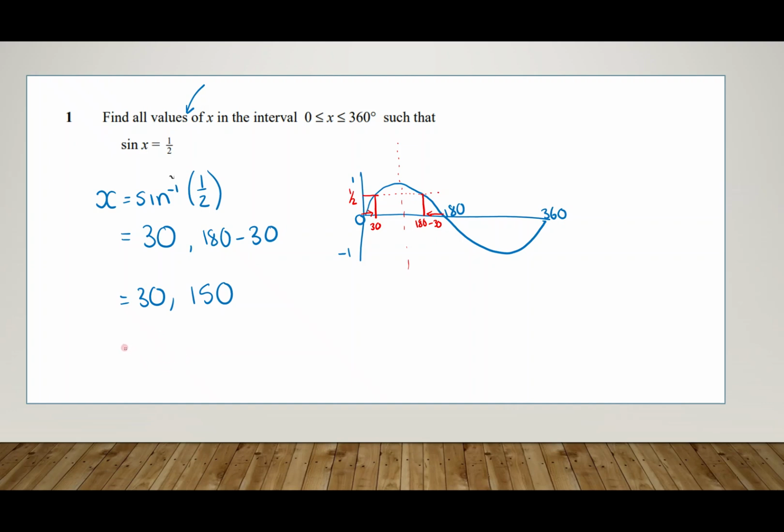Now I can check my answers by substituting back into the original equation. So I can pop in my calculator sine 30 and sine 150, and I should find that my answers come out as a half. So I'm happy that these are two correct solutions in the interval given.